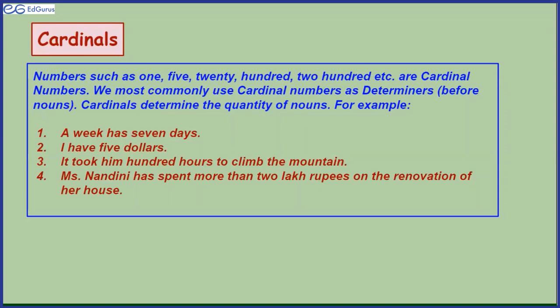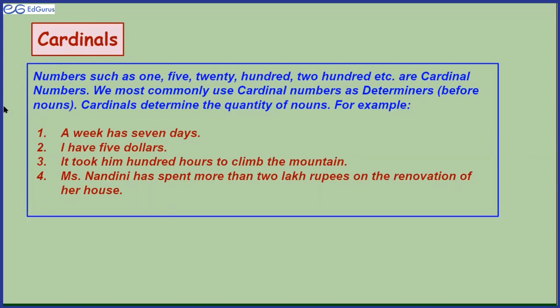Miss Nandini has spent more than 2 lakh rupees on the renovation of her house. Now, sometimes the children ask whether 2 is the cardinal or lakh is the cardinal. So we say 2 lakh is the cardinal. Why? Because 2 and lakh both are determining the quantity or the number of the noun rupees. Is that clear?